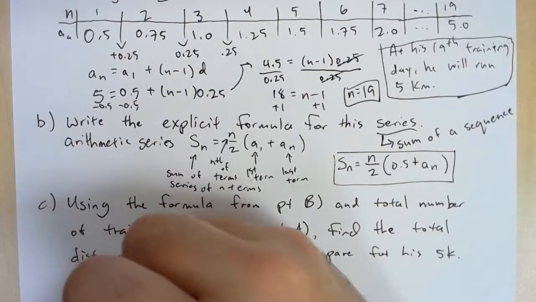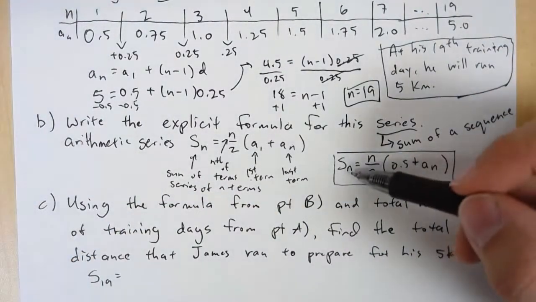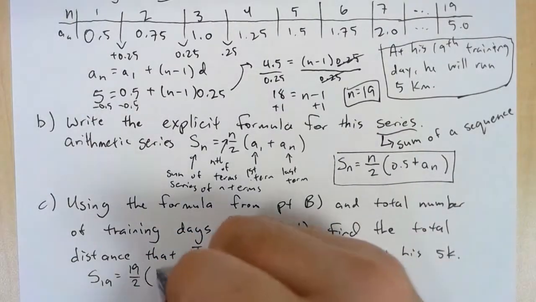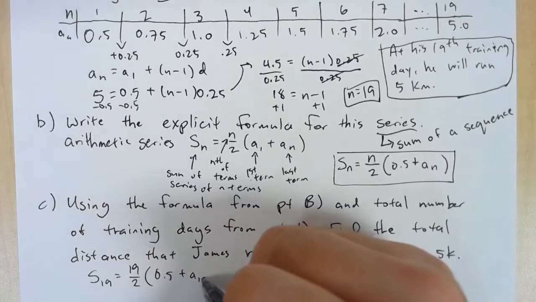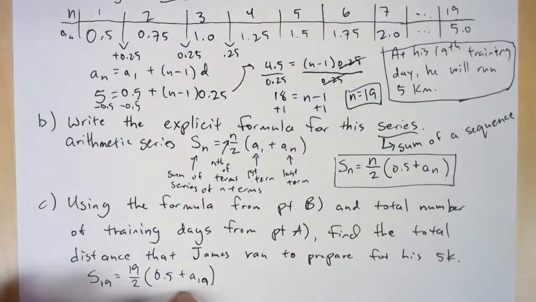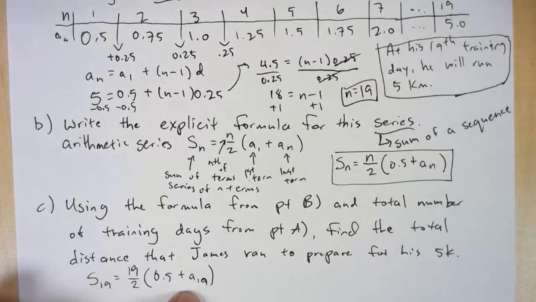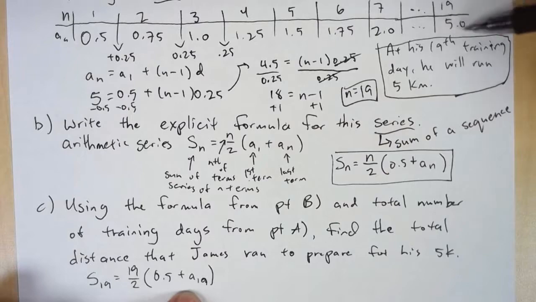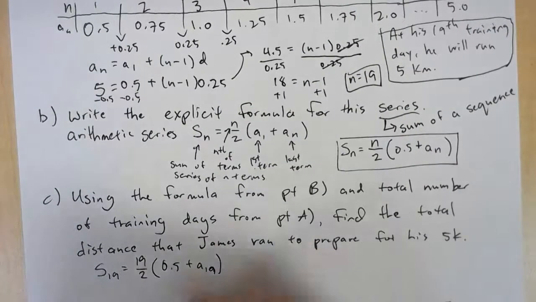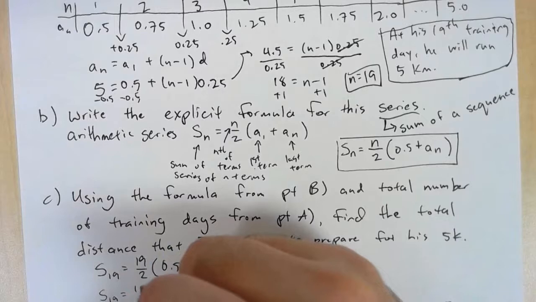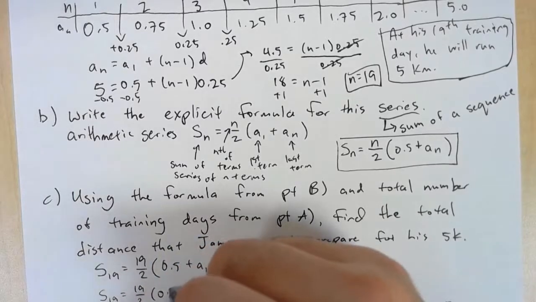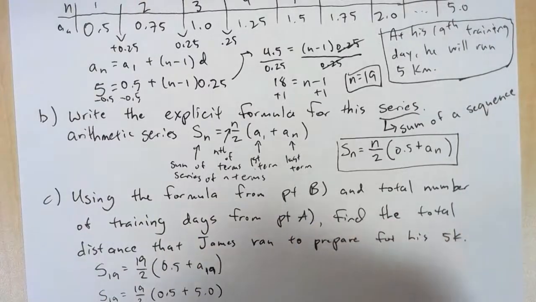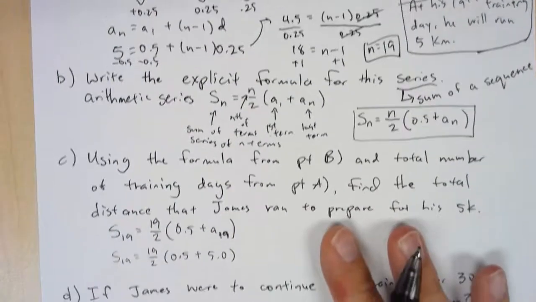So we're going to say S sub 19 equals, if we know this n, it is 19 over 2 times 0.5 plus a sub 19. And remember, a sub 19 is just the 19th term. We could use the formula to figure this out, but we already know this, so we're just going to use it as fact that it's 5.0. So S sub 19 equals 19 over 2 times 0.5 plus 5.0, because this is the 19th term. Then we just type this into a calculator, and we get our answer.